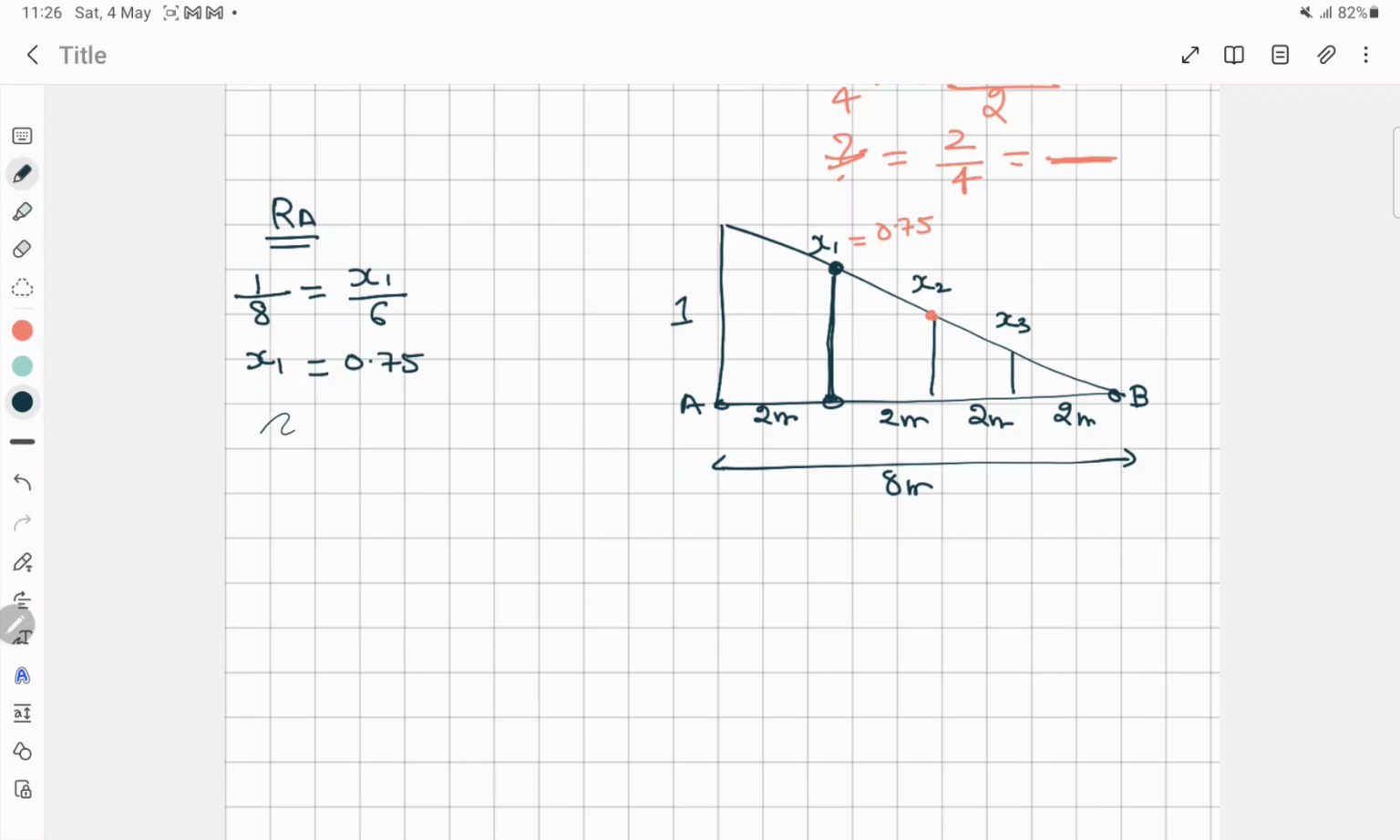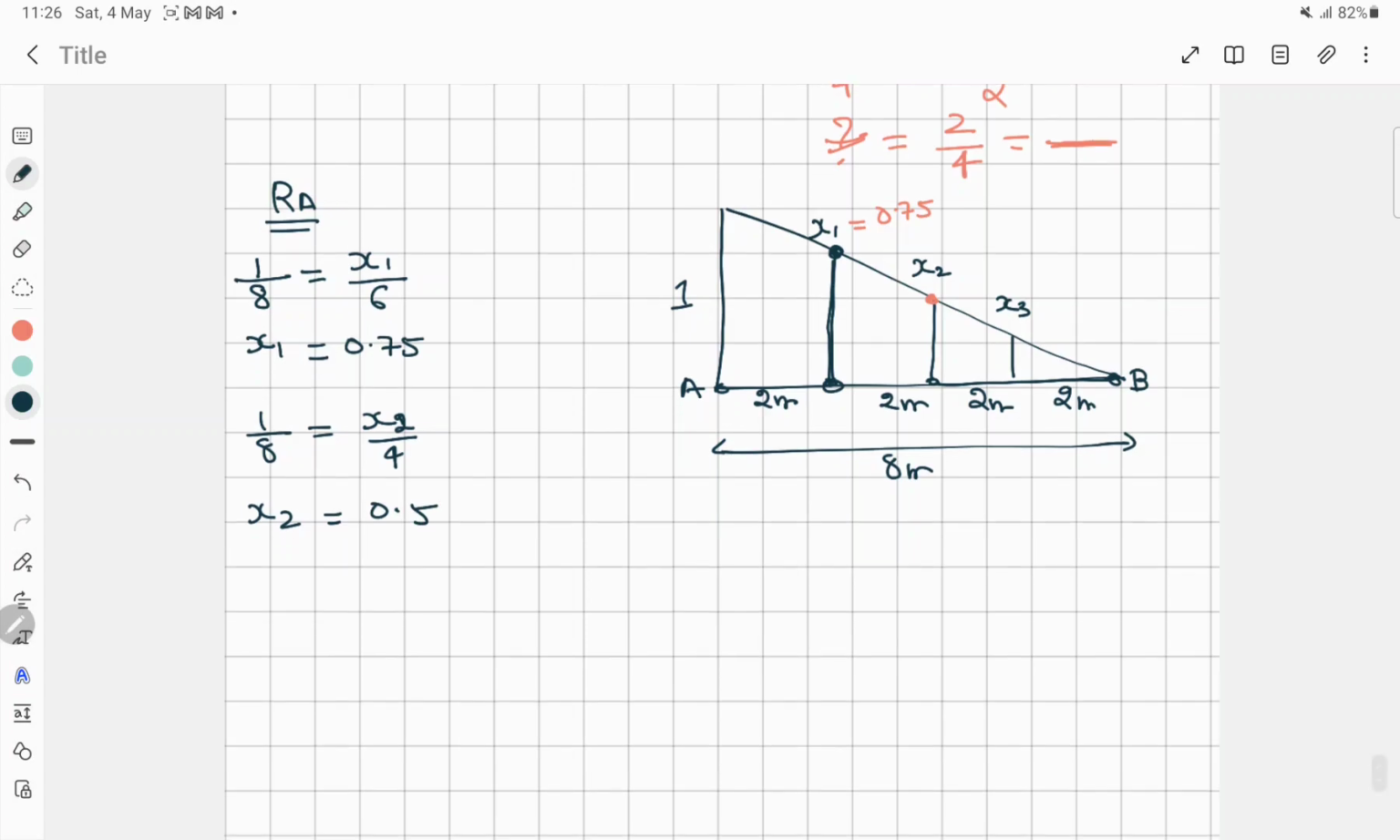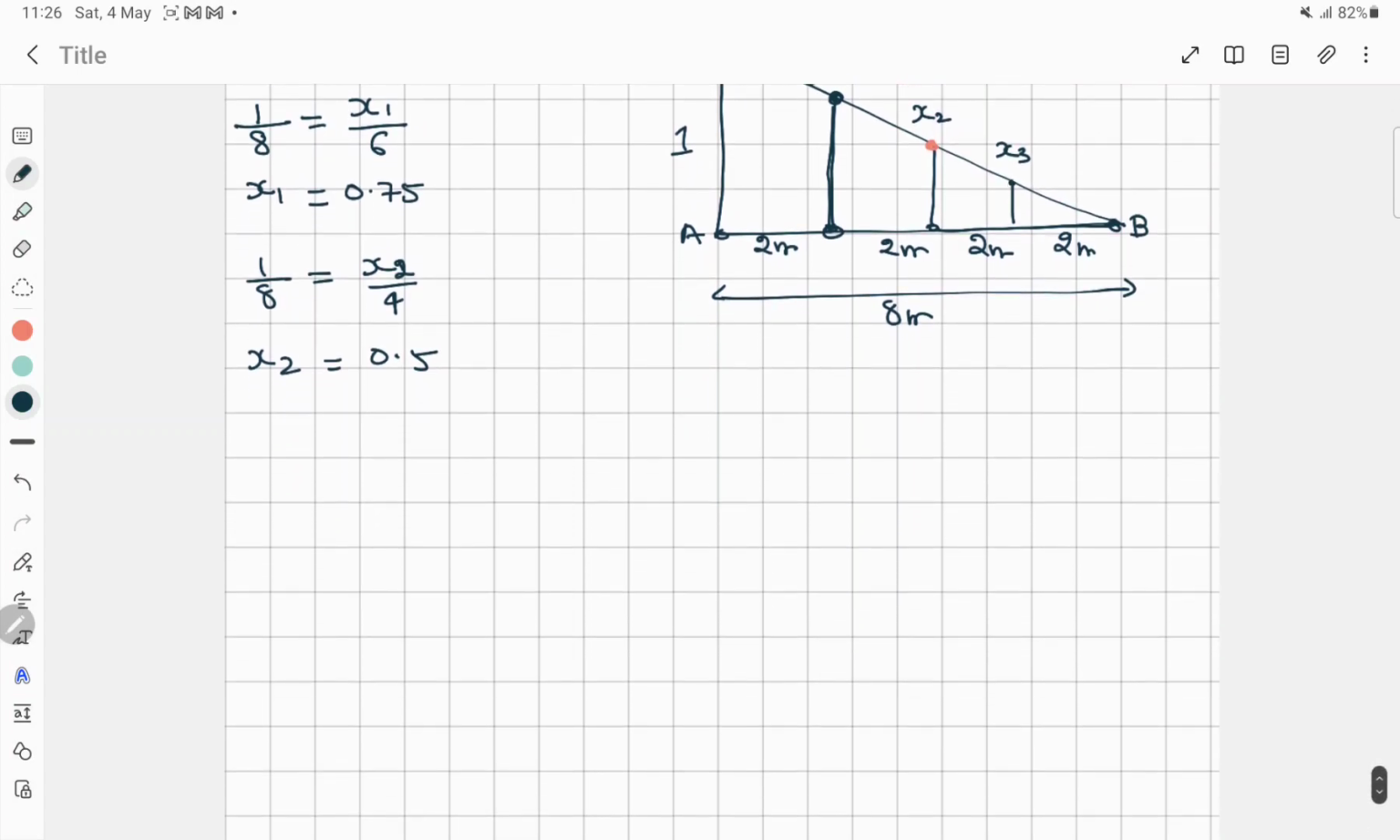Now that will be 1 by 8, the same, is equal to x2 divided by, from here to here the distance is 4. So from here we can get the value of x2, that is 0.5. Again we have to find x3, and 1 by 8 is equal to x3 divided by, from here to here the distance is 2, so we'll get the x3 value around 0.25.